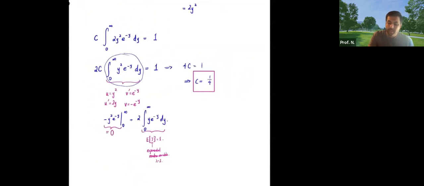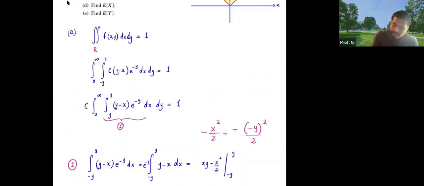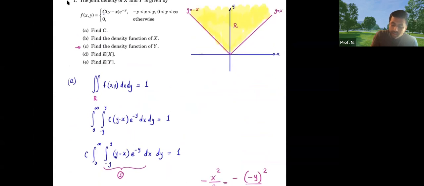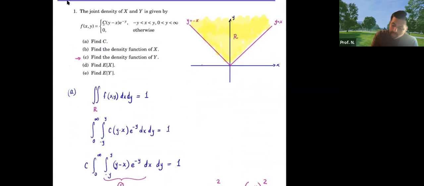We're good? Any questions? Great. So then part C. We want to do part C. What does it ask for? Part C asks for a density function of y. The density function of y.